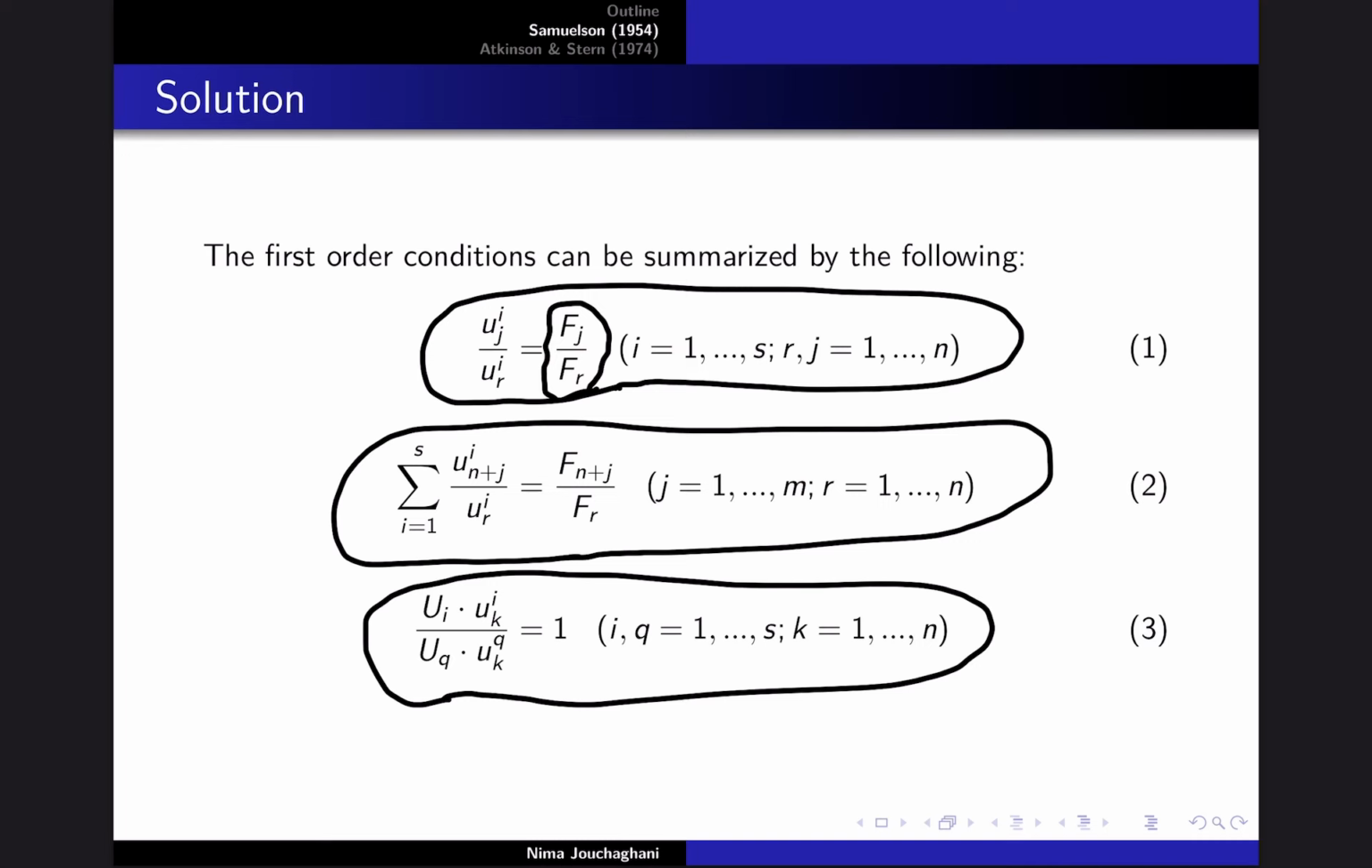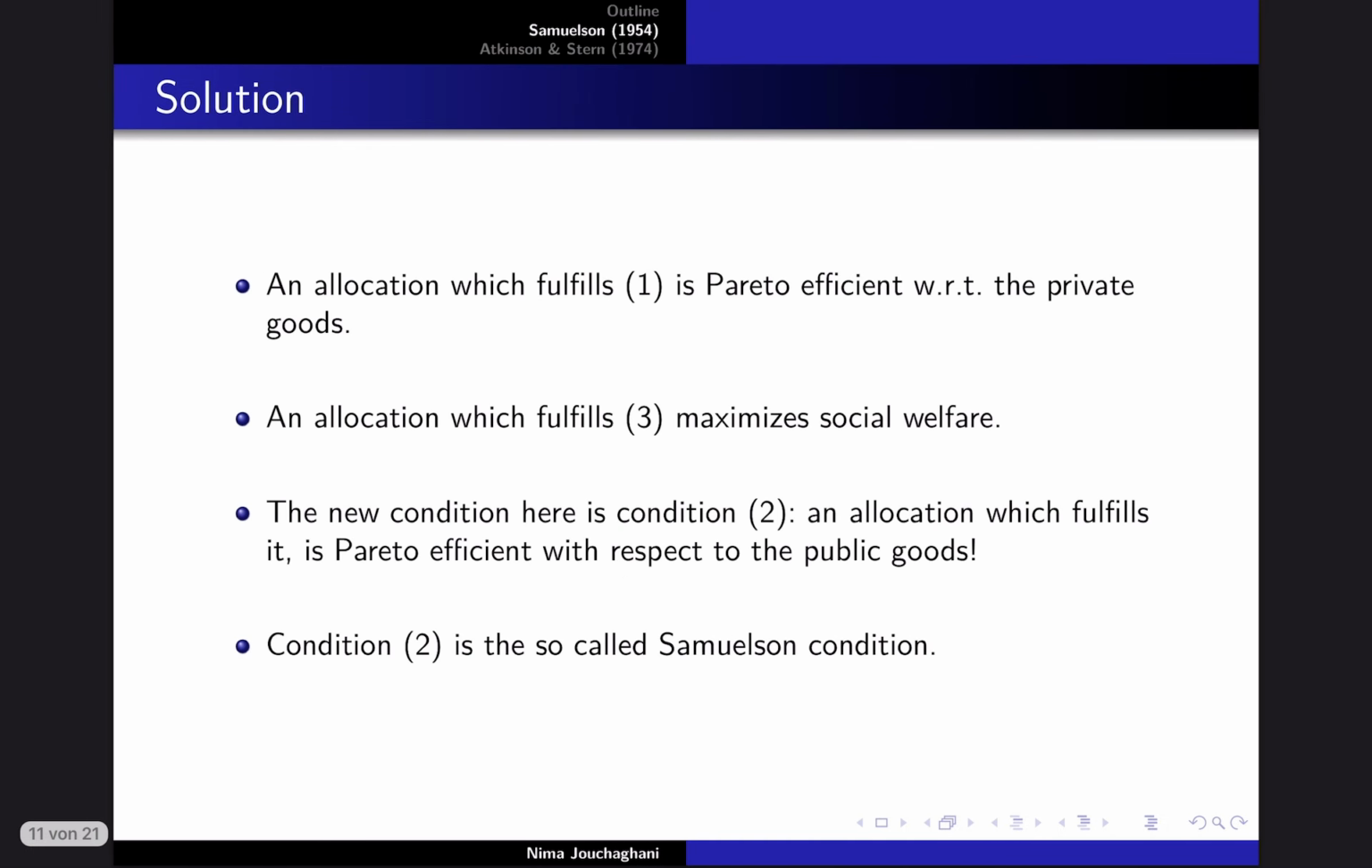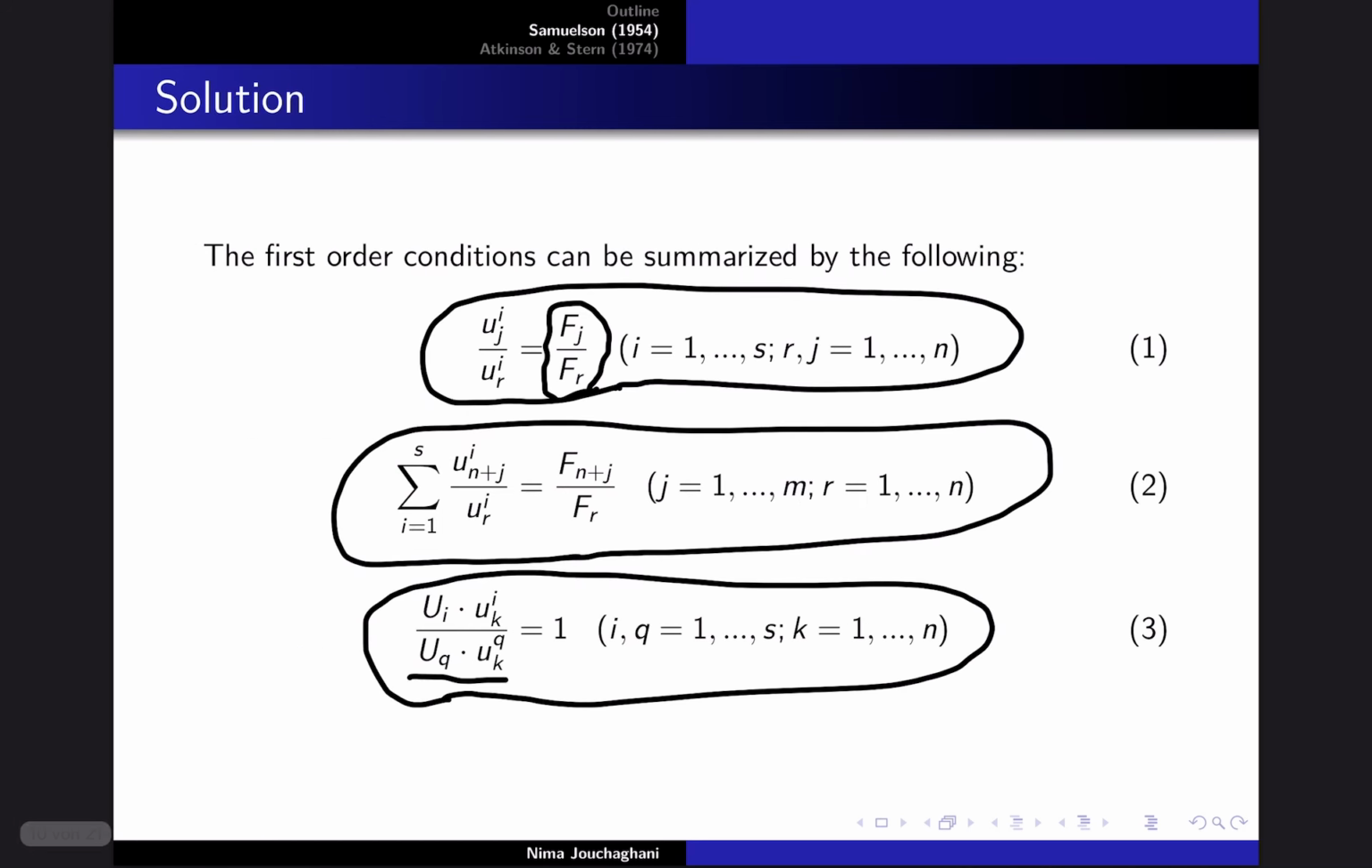And since we have production here, the relative prices of the goods are represented by the costs of producing them. This is the reason why we have the marginal rate of technical substitution on the right-hand side. And this must be equal for all individuals and all private goods in order to fulfill Pareto efficiency with respect to the private goods. So an allocation which fulfills condition 3 is maximizing social welfare. This would be this condition here.